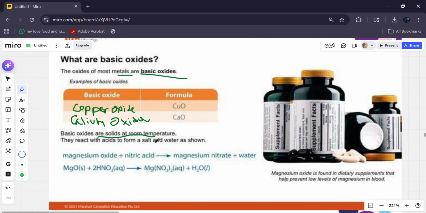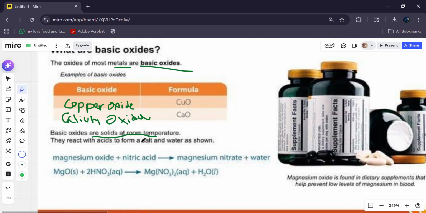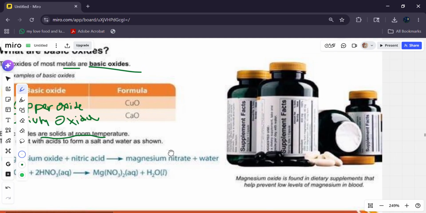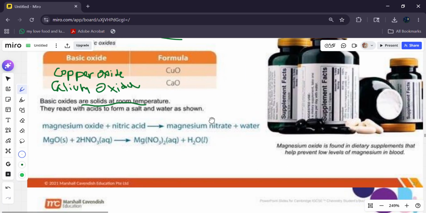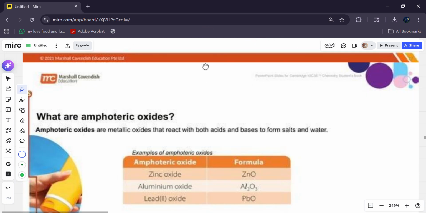But basic oxides react with acids to form salt and water. So you can see in this image, magnesium oxide is found in dietary supplements that help prevent low levels of magnesium in the blood. So let's move on to explain what are amphoteric oxides.